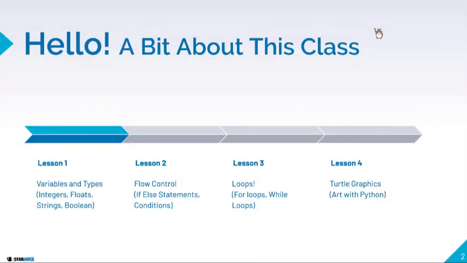So a bit about this class before we start. This is a class that will cover the basics of Python within the course of 4 weeks. Today we'll be talking about variables and their types. Next week we'll move on to flow control, which is basically a fancy way of describing if statements. And then for week 3 we'll move on to loops. Finally we'll end with turtle graphics, which is another part of Python that allows you to draw really cool things. So let's get started.